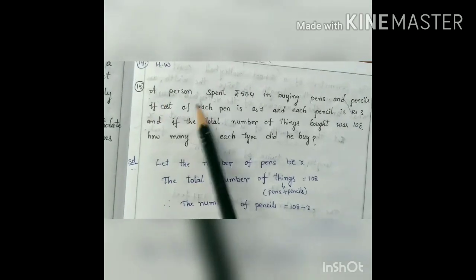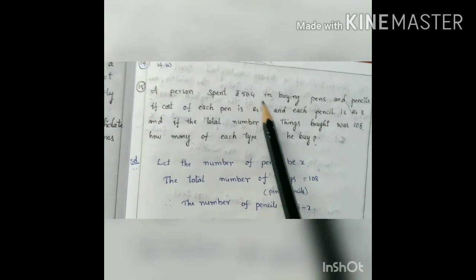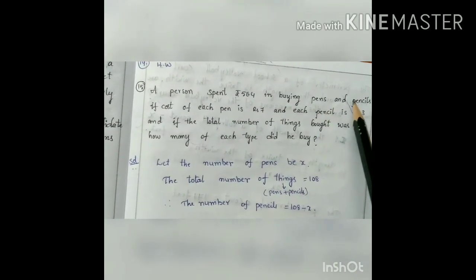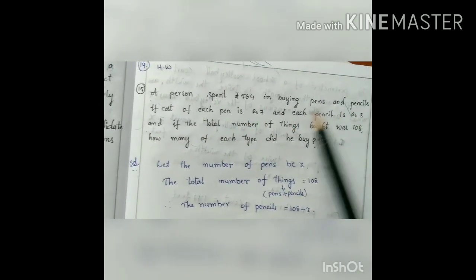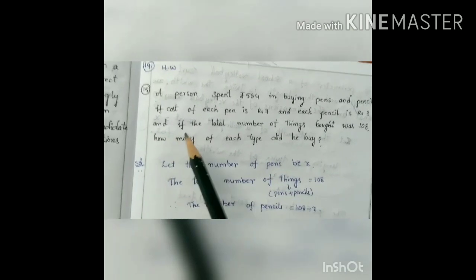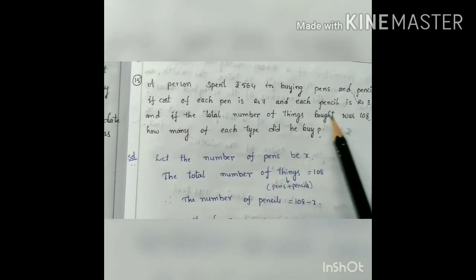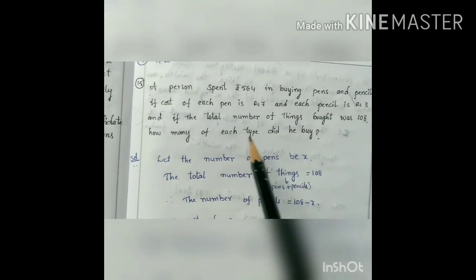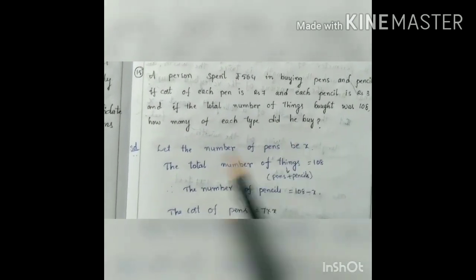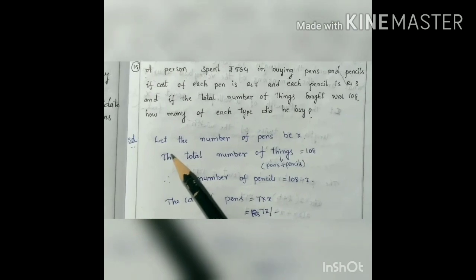Listen carefully. A person spent 564 rupees in buying pens and pencils. If the cost of each pen is 7 rupees and each pencil is 3 rupees, and if the total number of things bought was 108, how many of each type did he buy? Okay children, so first the solution.